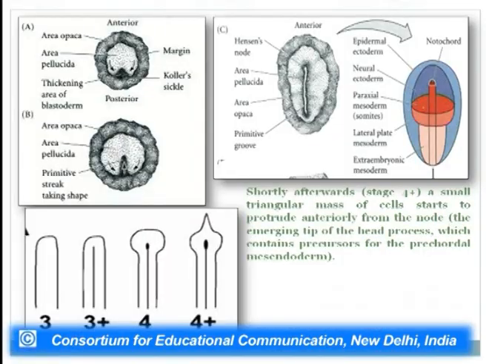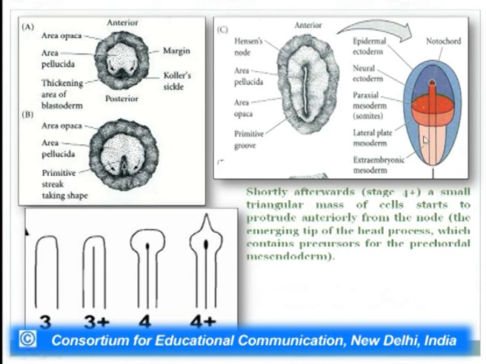Less than 2 hours elapse between the early short streak at stage 2 and the almost fully elongated stage 3 streak. You can see in the diagrams that after this there is a stage 4+, a small triangular mass, where the primitive streak started forming. This is how it started elongating, and this is the fully developed primitive streak with Hensen's node at the top, and you can see the fate map also. We will now talk about the mechanism of gastrulation.